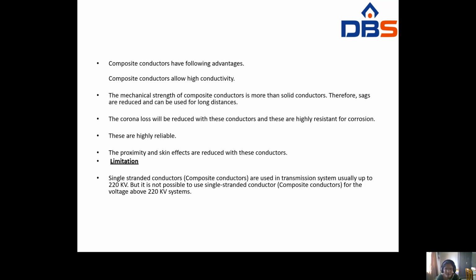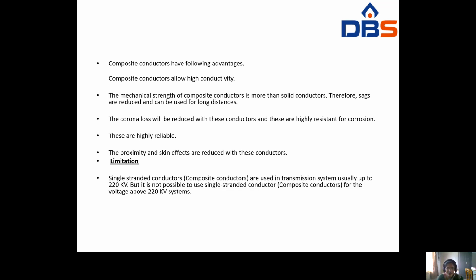Next, the mechanical strength of the composite conductor is more than the solid conductor. Whenever you consider mechanical strength, the mechanical strength of the composite conductors is more than the solid conductors. Therefore sags are reduced and they can be used for long distances. What is corona and what is sag? These will be discussed in this unit later.